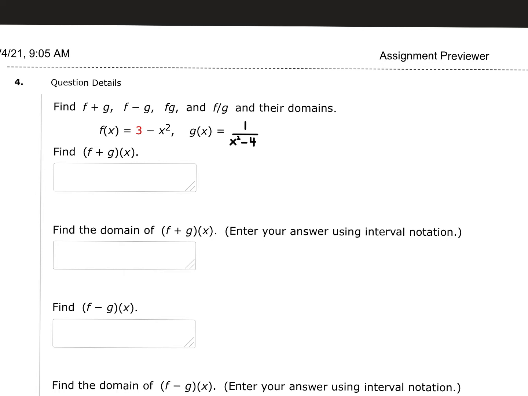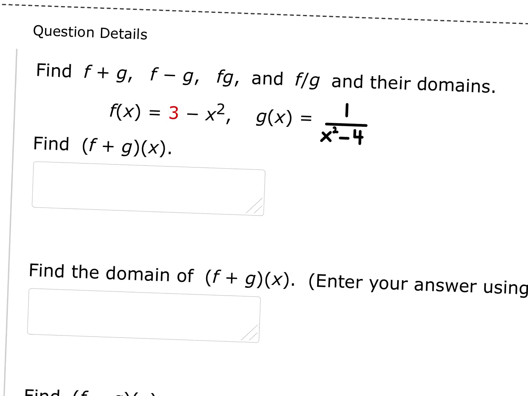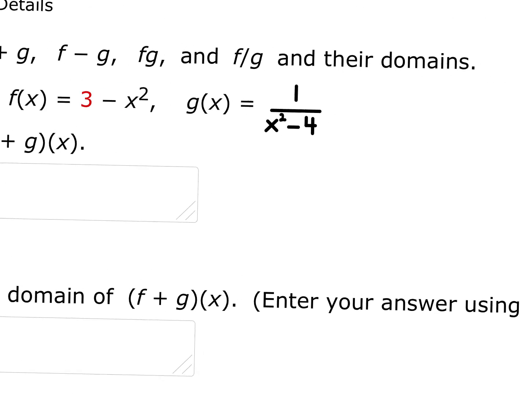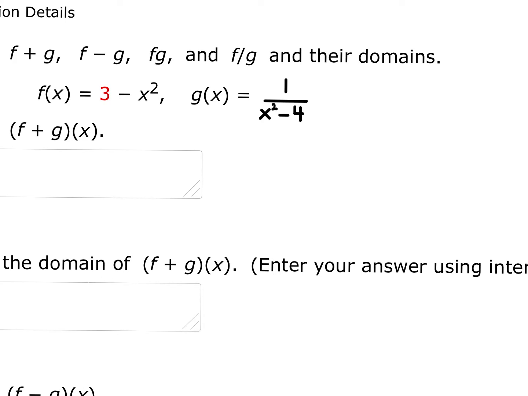So when I look at my f function, just by itself, f of x equals 3 minus x squared, do I have any domain restrictions? No. Negative infinity to positive infinity. I can plug in anything I want, correct? What about with g? Do we have a problem? Yes. What's the problem? If I was going to state the domain of just the g function by itself, what's the problem?